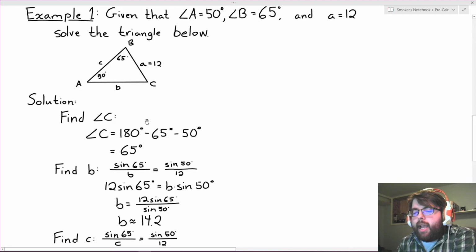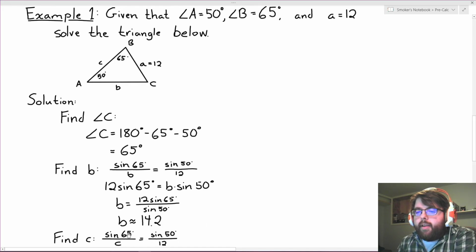You do not, and you should not, use sine of 65 over 14.2. You need to avoid using that because we don't need to. We can use this. We can go this way. We don't need to use this. Even though we know it now, we should not use it to find this way, okay?